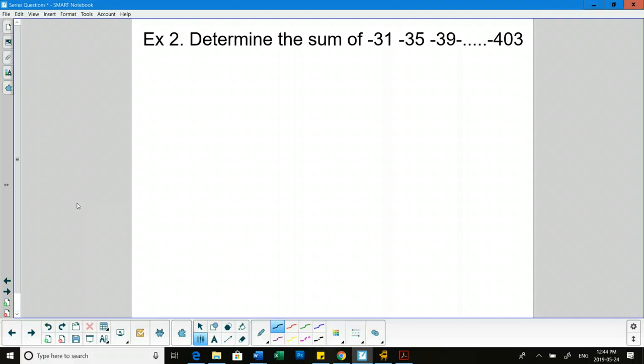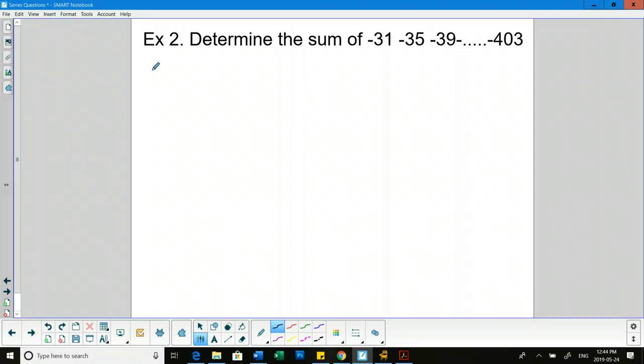Determine the sum of the series where we have negative 31, negative 35, negative 39, and so on, all the way up to the term value, negative 403. Okay. We could have commas in between here, but the reason we don't is because these are just being subtracted from one another, so it's showing the series itself. So we don't necessarily need that.